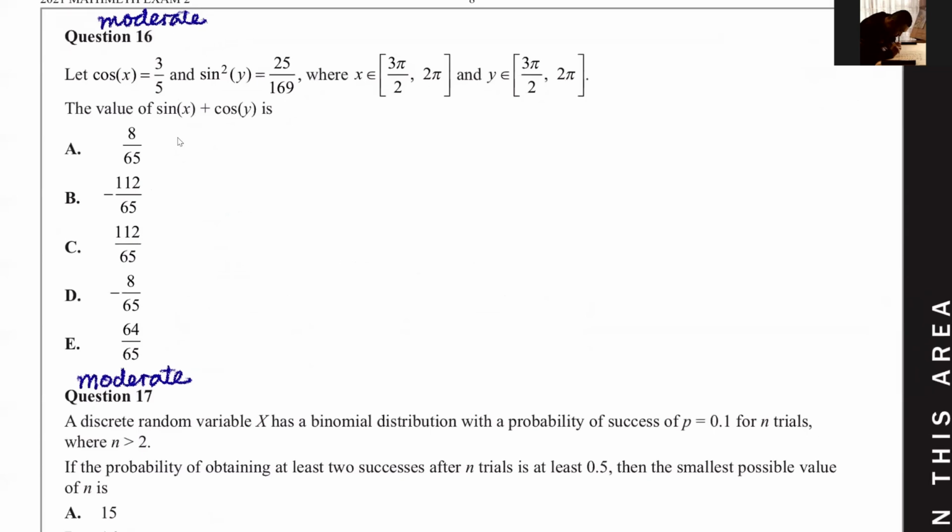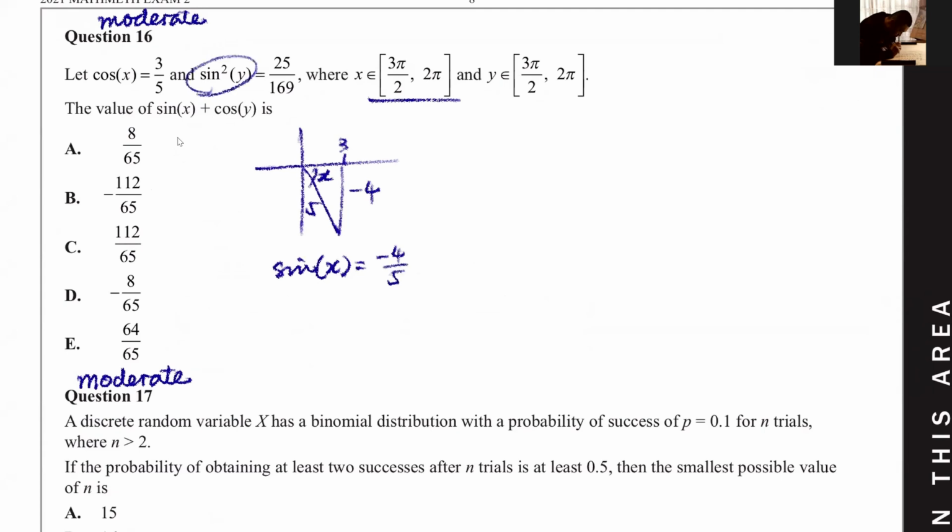Okay, this one is an interesting one. Cosine x equals 3 over 5, and x is in the fourth quadrant. So with sides 3 and 5, the other side is minus 4. This angle is x. So we have sine x equals minus 4 over 5.